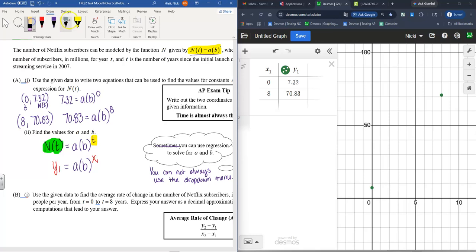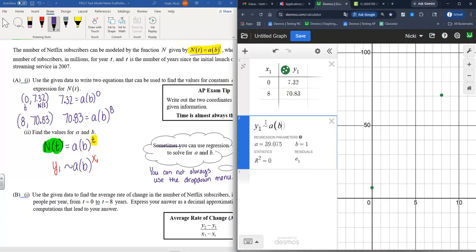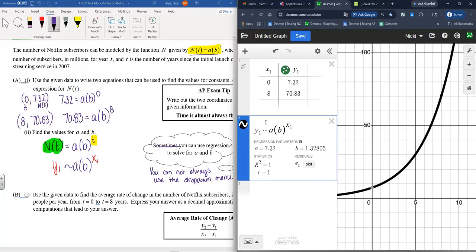Okay, and then there's one more thing that I should have replaced here. You're not going to use the equal sign. You're going to use the squiggle sign. Okay, so if I go down here and I do y1 squiggle a times b to the x1, to type y1 or x1, you just type y with 1 behind it, right? And then it will give you your values for a and b. So all you have to write down here are a equals 7.32, and b equals 1.32805. Technically, you only have to keep 3 decimal places. I would keep them all here for this.